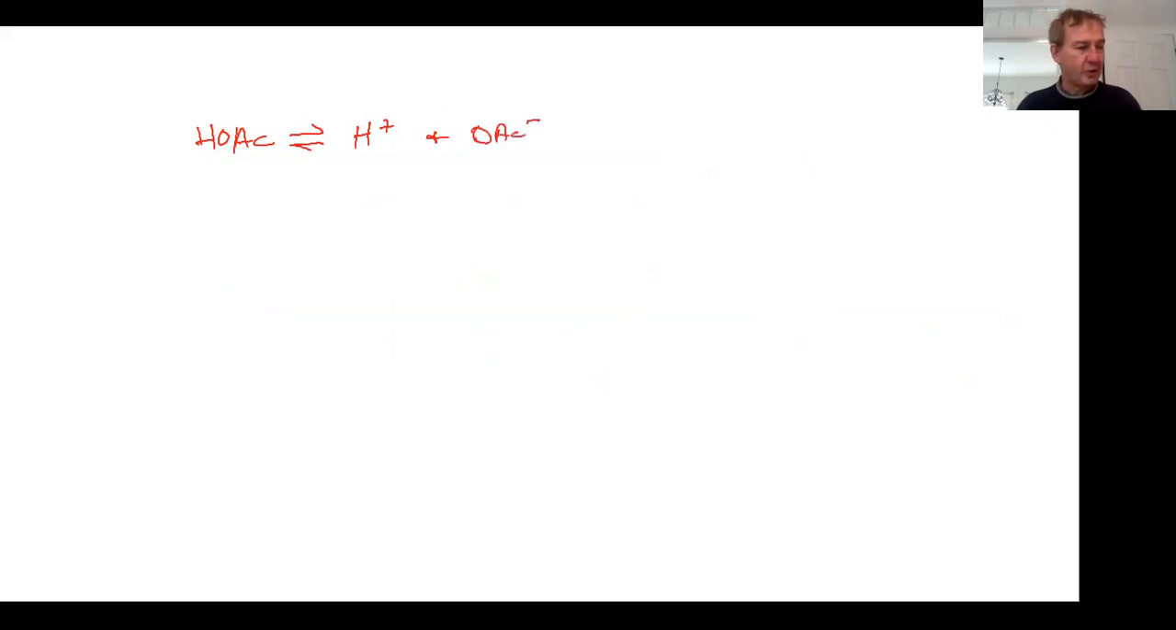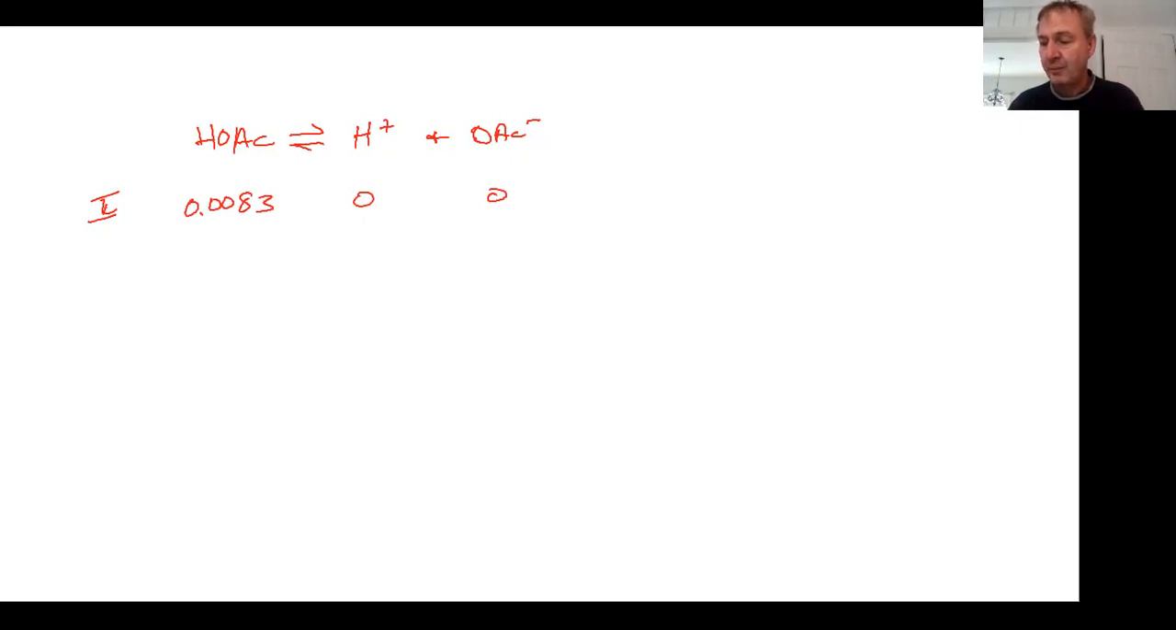So what do we have initially? I'm going to just write ICE, right? I, C, and E. Initial, change, equilibrium. Initially, we're going to have, remember we just did this math, 0.0083 molar. And both of these will be 0. But what happens when it's in water? It deprotonates, but only deprotonates somewhat.